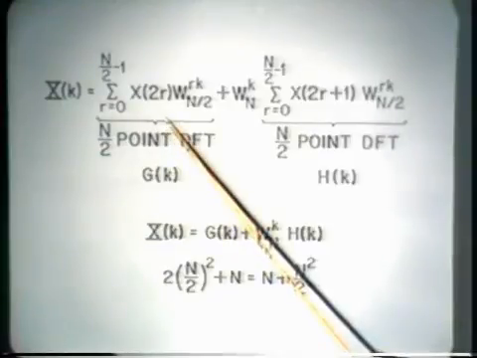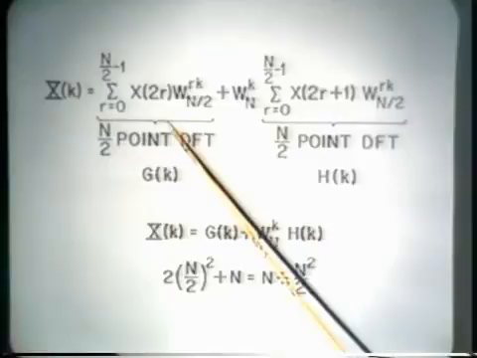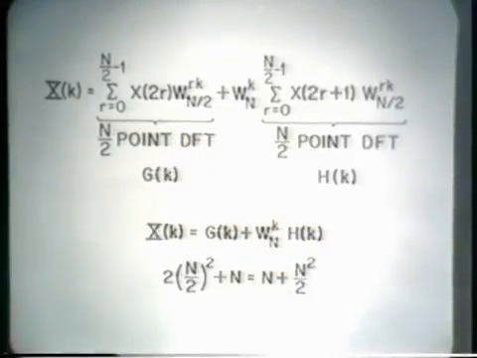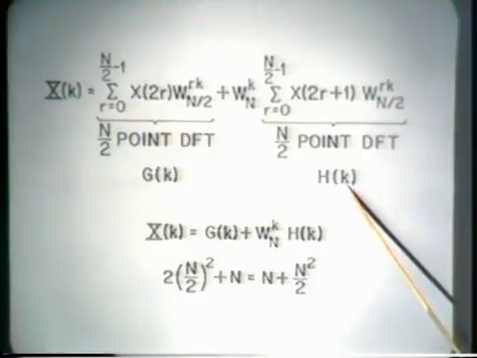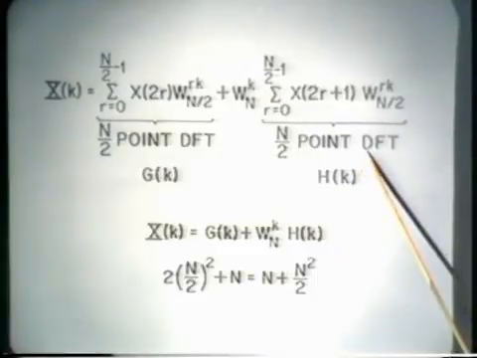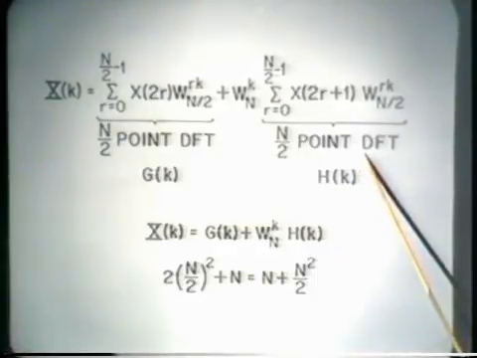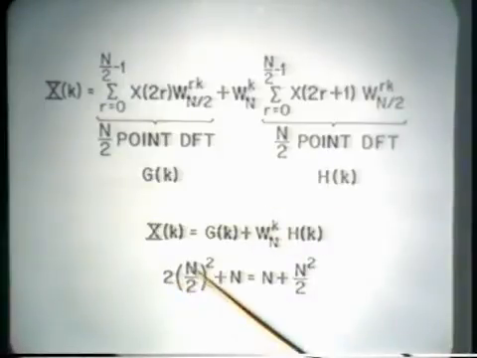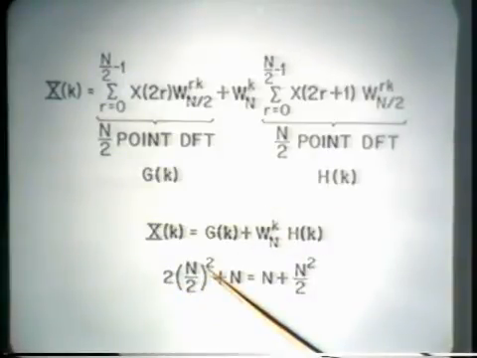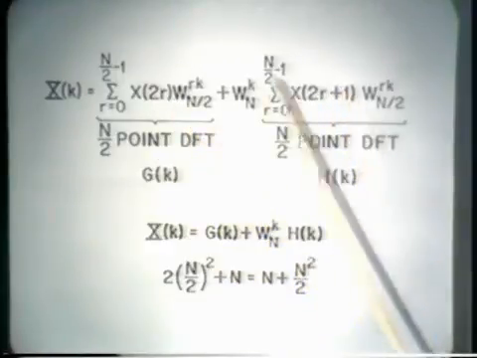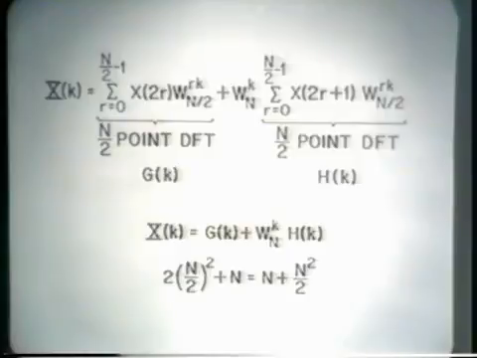We have to compute an n over 2 point DFT. We just argued that an n-point DFT involves n squared complex multiplies and adds. So the computation of g of k involves n over 2 squared complex multiplies and adds. The computation of h of k involves, likewise, n over 2 squared complex multiplies and adds. So we have then 2 times n over 2 squared multiplies and adds due to the computation of these two n over 2 point DFTs.